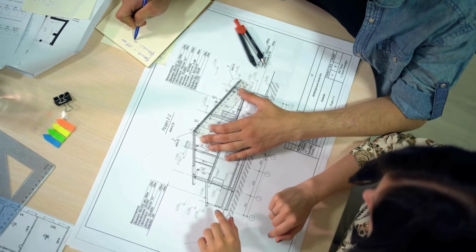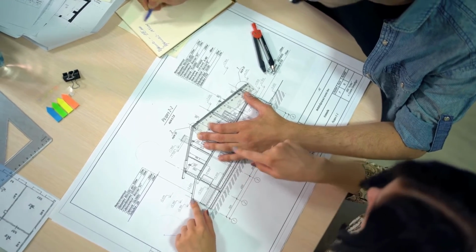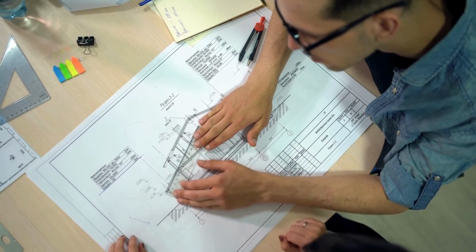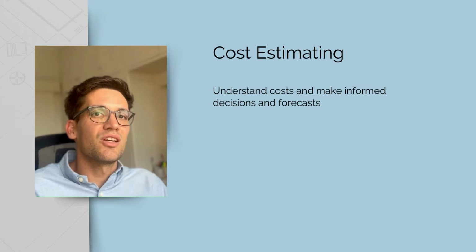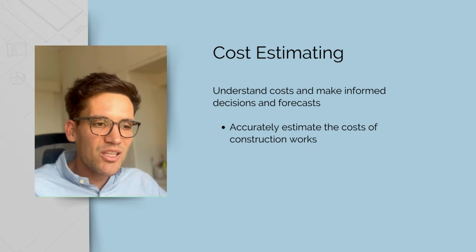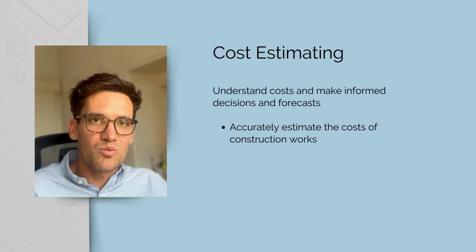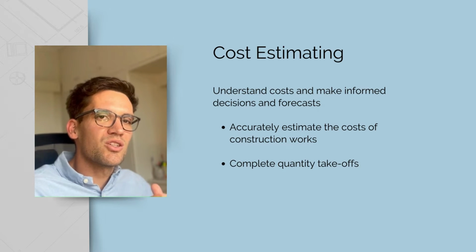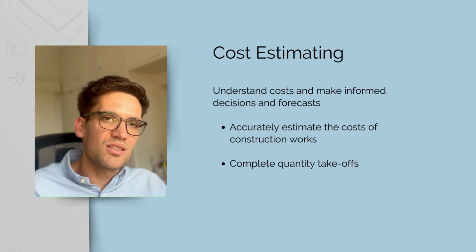Cost estimating. This is the skill we use to understand costs and make informed project decisions about costs. As a project engineer, you're going to need to be able to accurately estimate the costs of construction works and complete quantity takeoffs. You'll then use this information to make better project decisions.